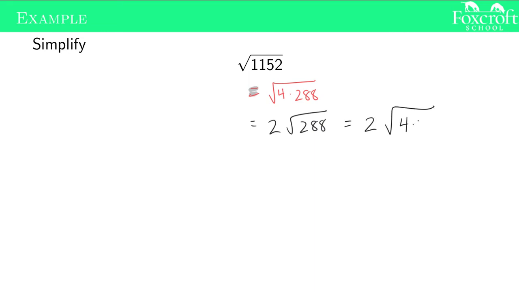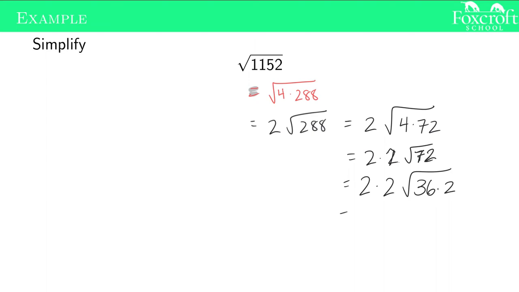4 times 72. And that 4 comes out as a 2. And 72 we actually just did. 72 is 36 times 2. So that's going to come out as a 6. And I have all of these numbers out in front. So I have 2 times 2 times 6 is 24. So 24 square root of 2.